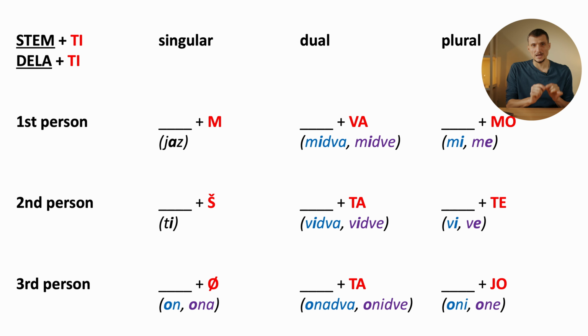But once that change happens, it's the same change throughout all of these 9 forms. So dela can change, but then once it changes, it's still that thing plus m, sh, nothing, va, ta, mo, te, jo. So in that sense, Slovenian irregular verbs are simpler than the irregular verbs of other European languages.